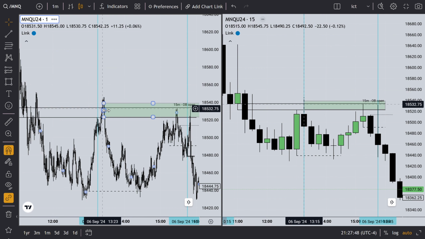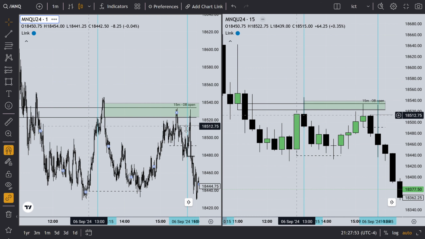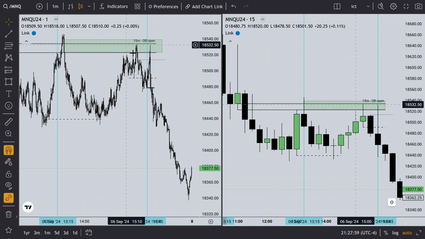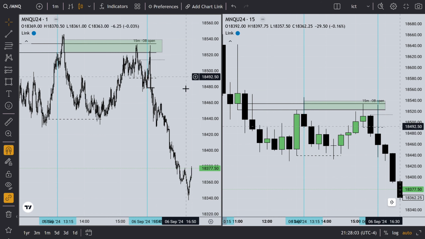It traded up into this 15-minute PD array first here on this one. Bang, trades straight down, leaves this gap open. Does the same thing over here. Trades up into it, leaves it. Trades up into it, leaves it.